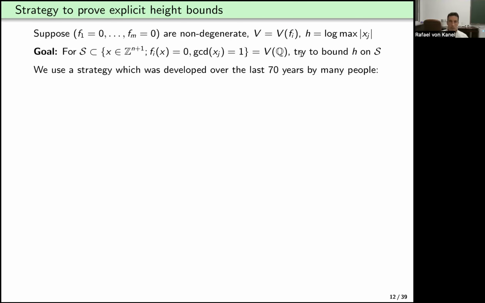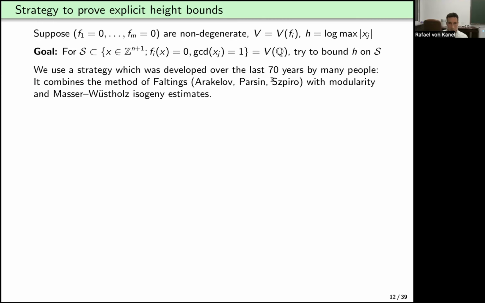And for this, we can try to use a strategy which was developed over the last 70 years by many people. It combines the method of Faltings, Arakelov, Parshin, Szpiro with modularity and Masser-Wüstholz isogeny estimates. Now let me give a very rough outline of this strategy. Essentially there are two steps.